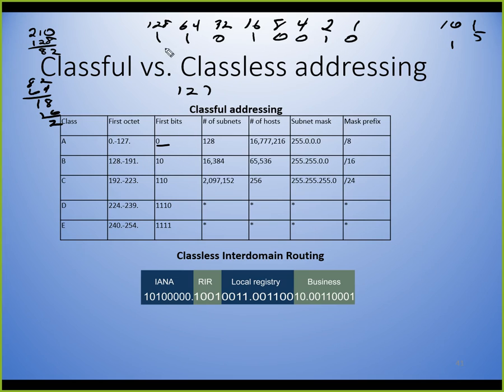The easy way that I remember it is I just go to the next one. 128 plus 64 is 192. Subtract 1, and it's going to be the last one available and the one before it.